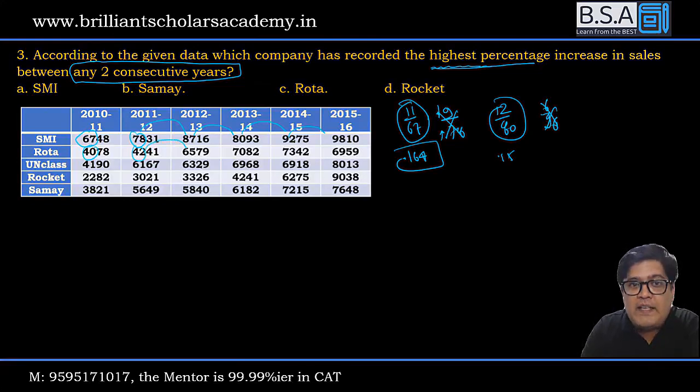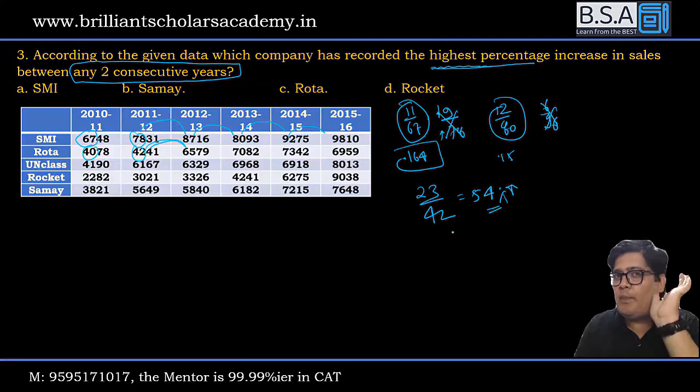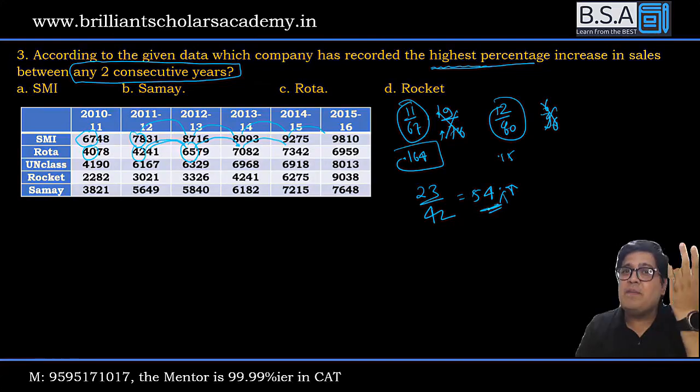What is the increase here? Increase is 23 by 42. 23 divided by 42. That is a 54% increase. Now hold your pen. I have found more than a 50% increase. What is half of this? 32. 50% is half. Do you see an increase of 32? Do you see an increase of 35? Forget this. I got a 50% increase, in Rota, a 50% increase.